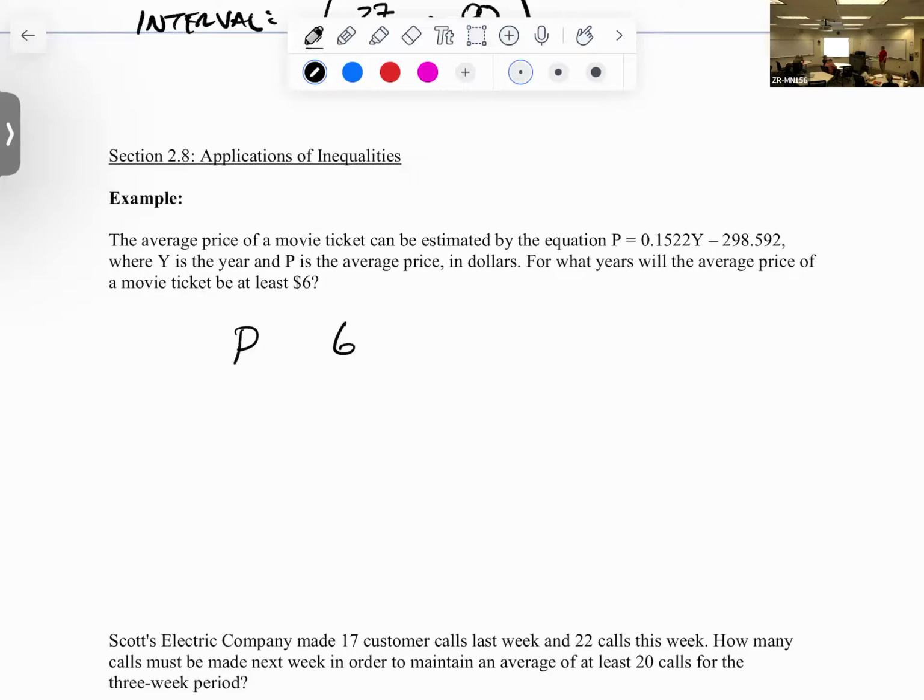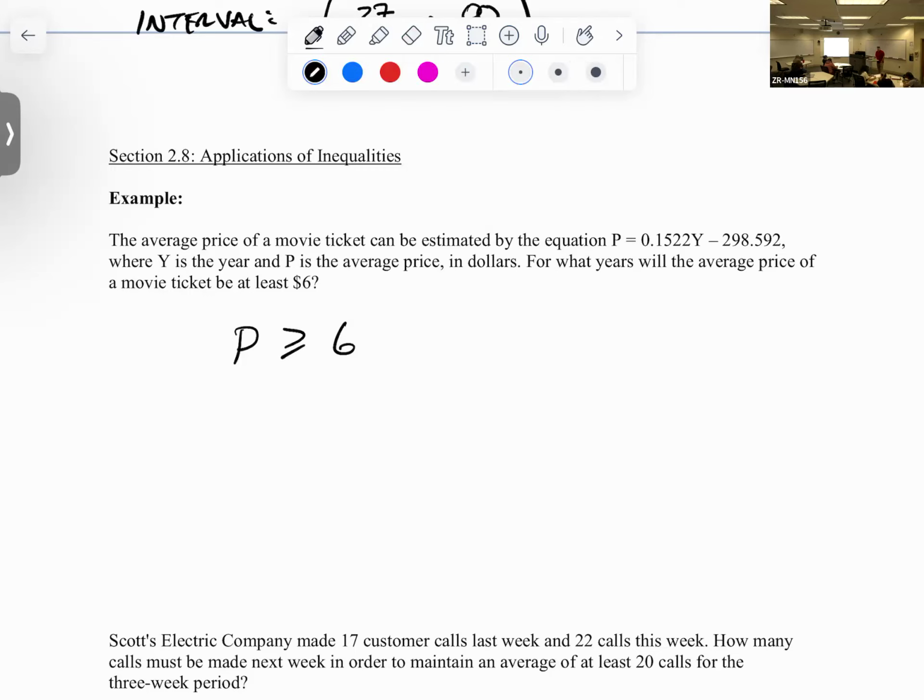At least less than. Less than 6 or equal to, right? Less than 6 or equal to, like that? No. Read out what this says. The price of the movie ticket is less than or equal to $6. Is that what at least $6 means? No, which means it's the other way.